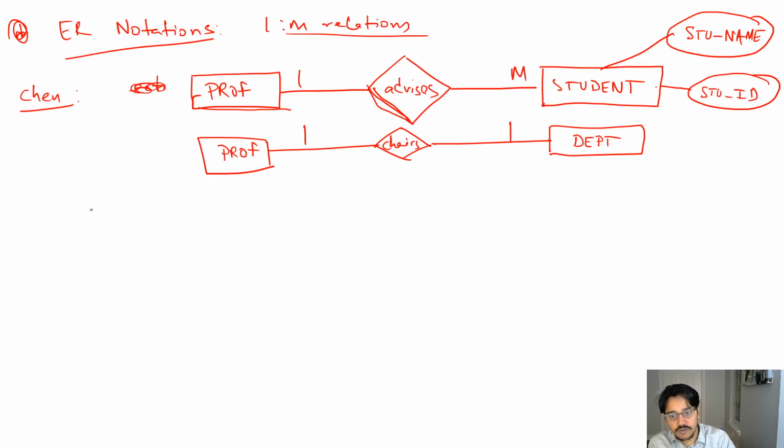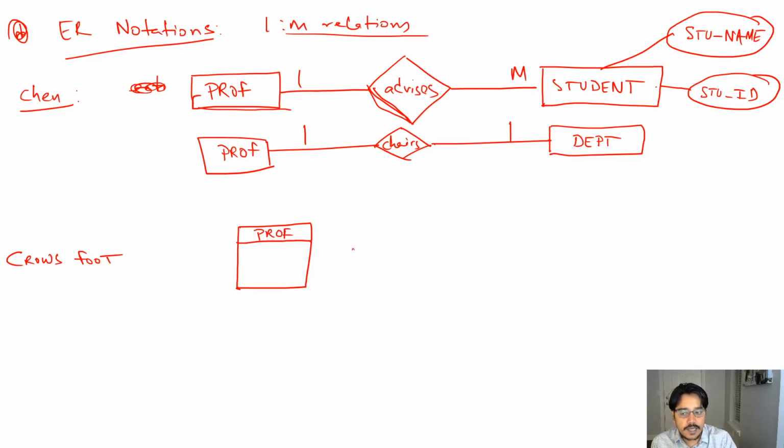So if you have crow's foot notation, then the entities are again similar to the rectangular boxes, but a bit more lengthened. And then you have professor written here. And then the relationship with the other entity, whoops, couldn't make the straight line. So you have student here.